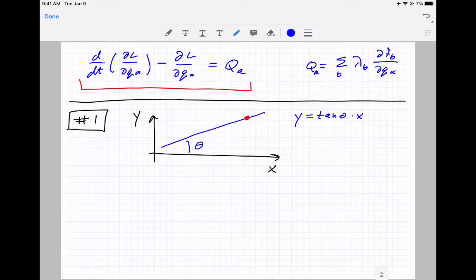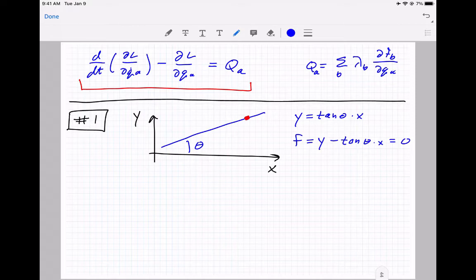Now I need to express that as an equation of constraint. I need to have an f which is equal to 0. So I'm going to define f as y minus tan theta times x, and then that is 0. So that's my equation of constraint. I have to write it in a form in which f equals 0.